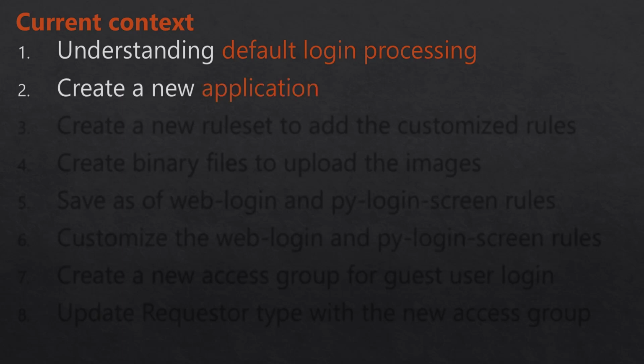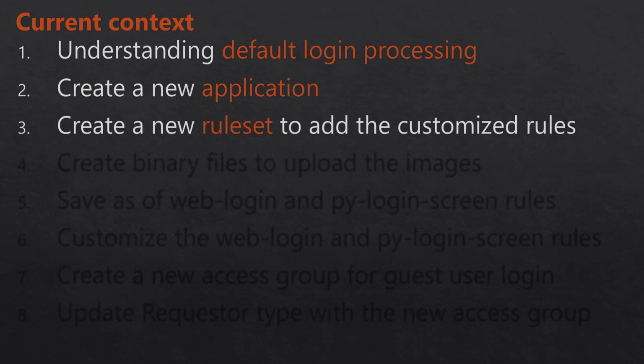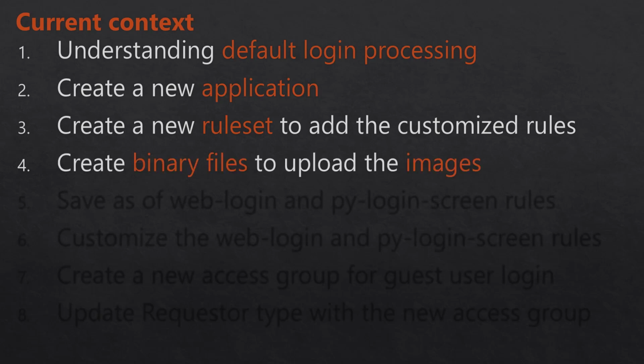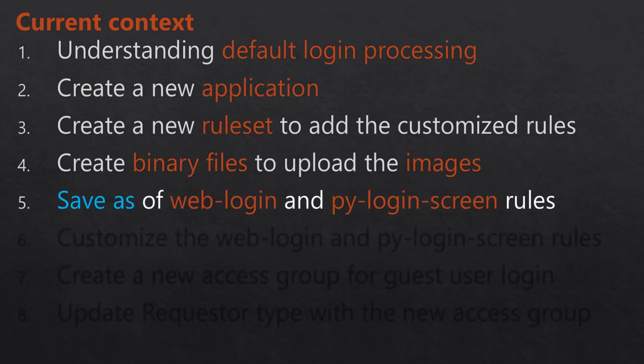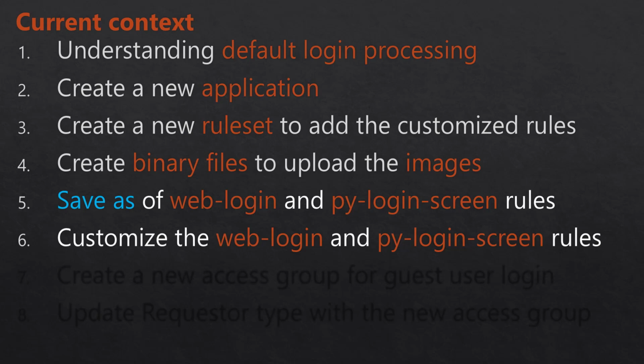Then we are going to create a new application without disturbing the existing application configurations. As part of this, we'll be creating a new rule set to add the customized rules. Also, we are going to create binary files to upload the images, which we'll be using for the company logo and background image. At the same time, we have to open the predefined rules called web login and py login screen, which are defined in the @base class, and do a save as into the newly created rule set so that we can apply the customizations as per the requirement. And we have to customize these web login and py login screen rules to customize the title of the page, company logo, and background images.